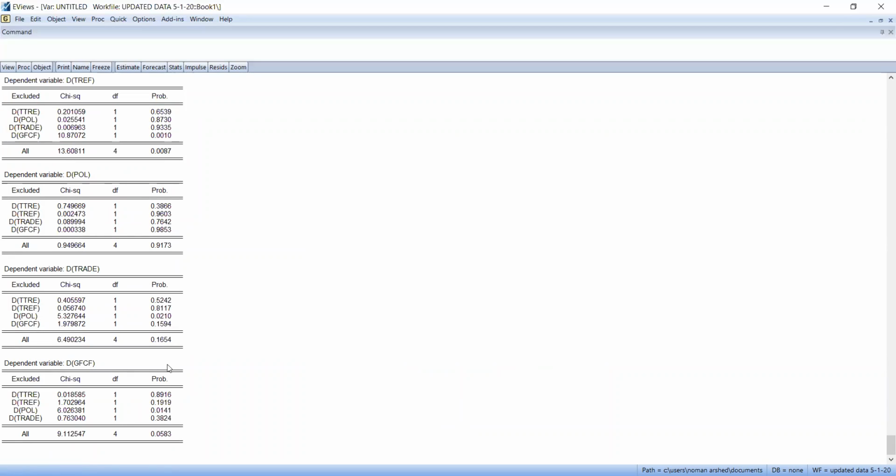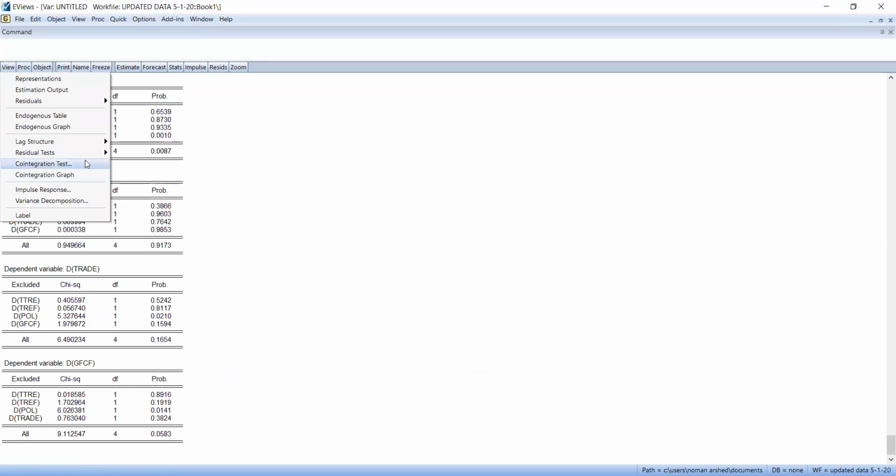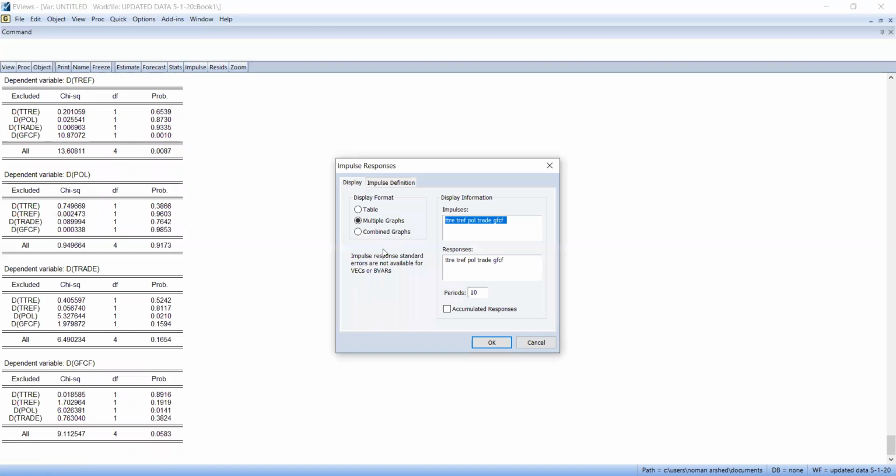So this model is just telling us that in the short run, there is no long run because there is no convergence, but in the short run, these variables are actually affecting investments and reforms. So this way, what you can do is go for the impulse response function. I will show you what to discuss here.